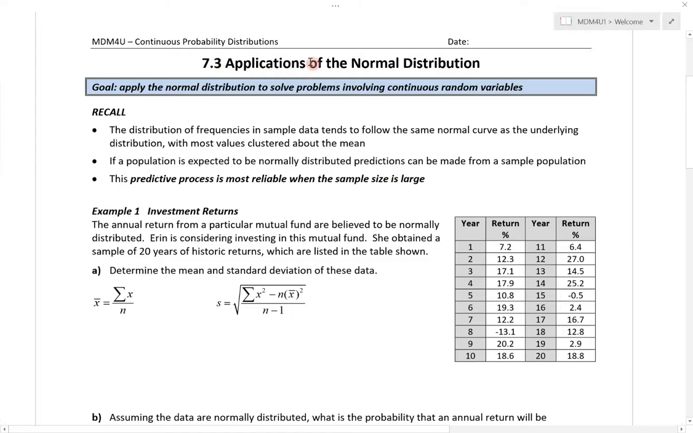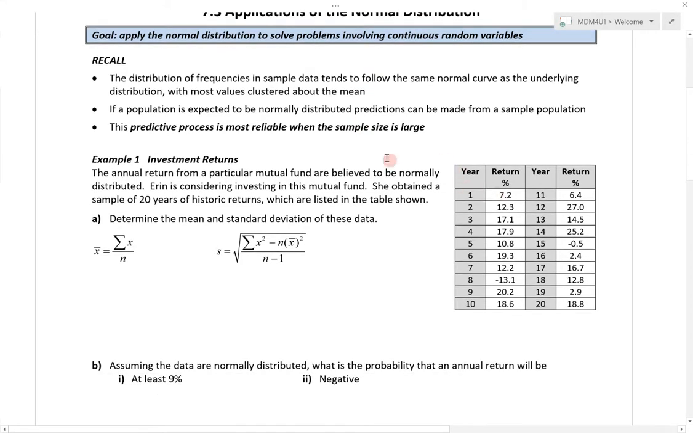7.3 Applications of the normal distribution. So let's do a few application type problems. So here's example number 1.